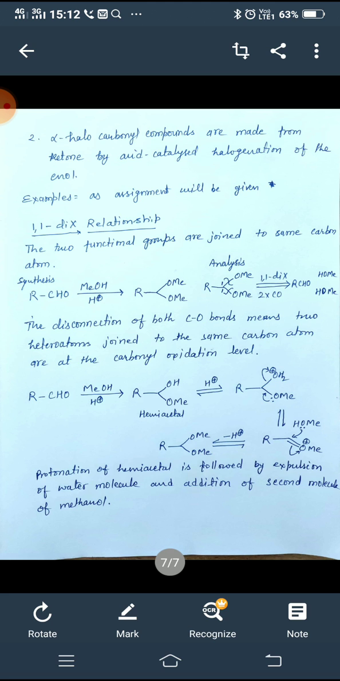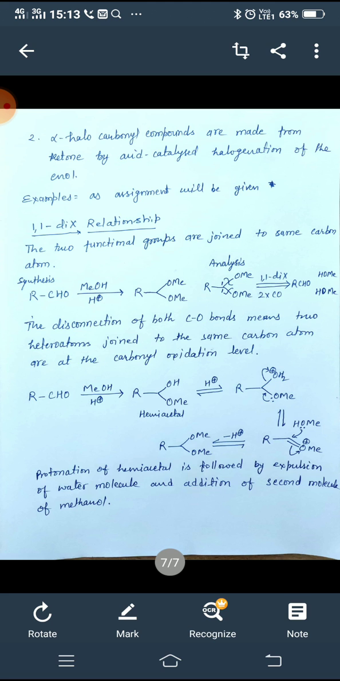the aldehyde will be reacted with methanol in presence of acid, then it will give the acetal. For the analysis, at position 1,1 both carbon-oxygen bonds will be disconnected, and these are the reagents. So the disconnection of both C-O bonds means 2 heteroatoms joined to the same carbon atom are at the carbonyl oxidation level, right?